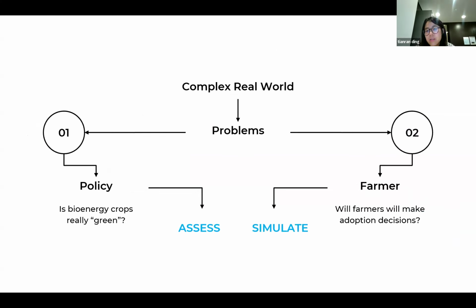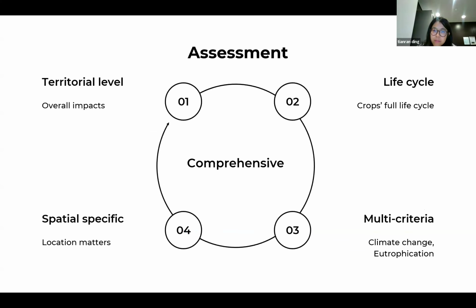But in the complex real world, we need to know if our bioenergy is really green enough. So we need an assessment method to do that. And we also need to know how farmers will make those decisions, so we need a method to simulate farmers' decisions. For assessment, we need the assessment tool to have at least these 4 criteria to make sure that it's comprehensive.